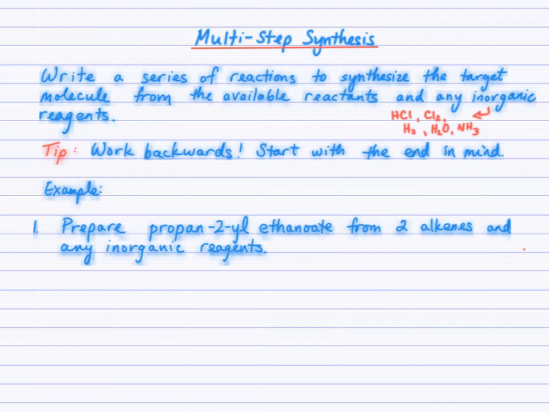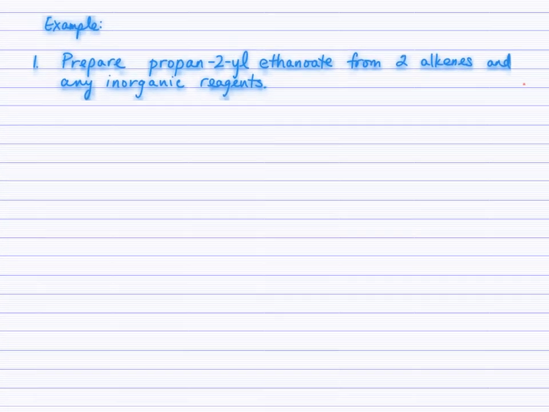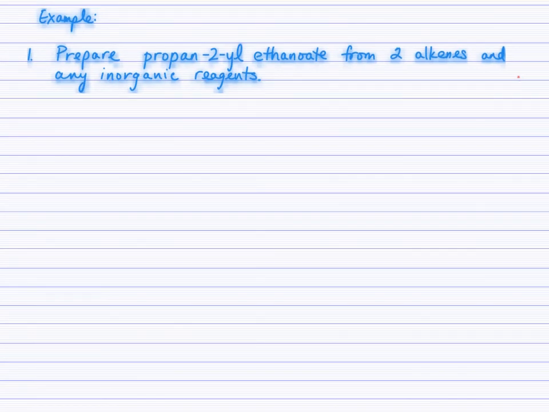So the first example here, we're being asked to prepare propan-2-yl ethanoate from 2 alkenes. Any inorganic reagent we require is available to us. So starting with the end in mind, I would draw propan-2-yl ethanoate and sequence that structure in a reaction at the bottom of your workspace.